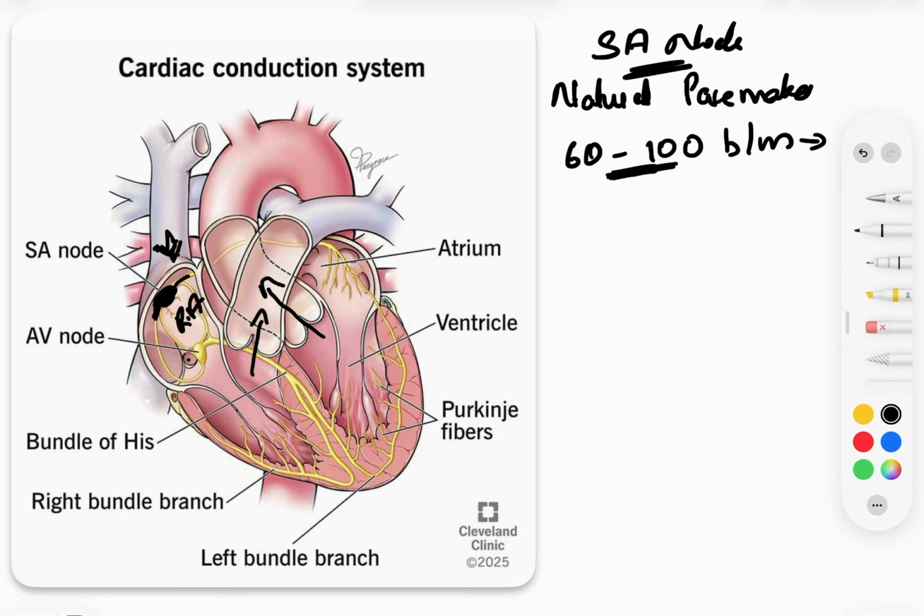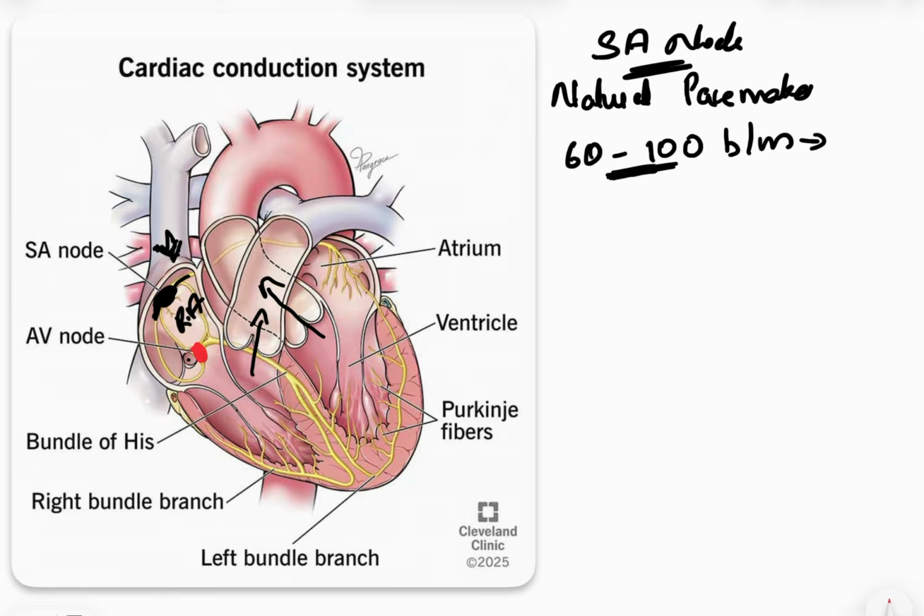Now we are moving to the AV node. You can see the AV node here. This is the atrioventricular node. It's very easy to remember the AV node because it comes between the atrium and the ventricle. The SA node transfers its signals or impulses to the AV node.